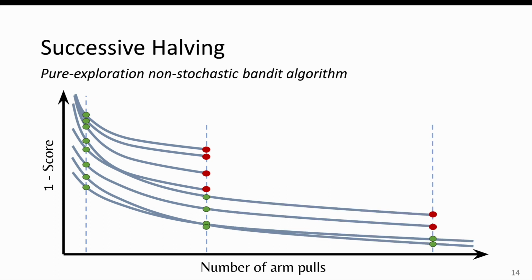We double the number of arm pulls, meaning that we double the amount of data we show to the model to compute the proxy score, and repeat this process until we only have the number of models required in the end.